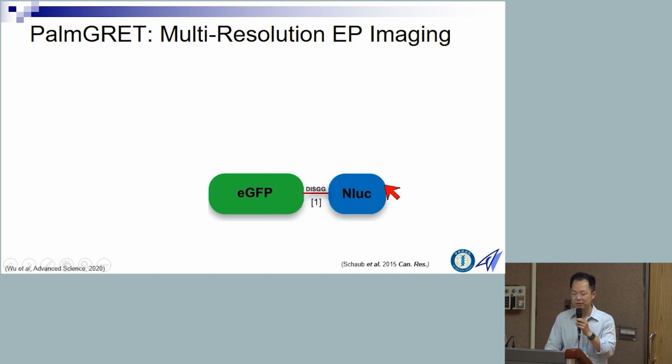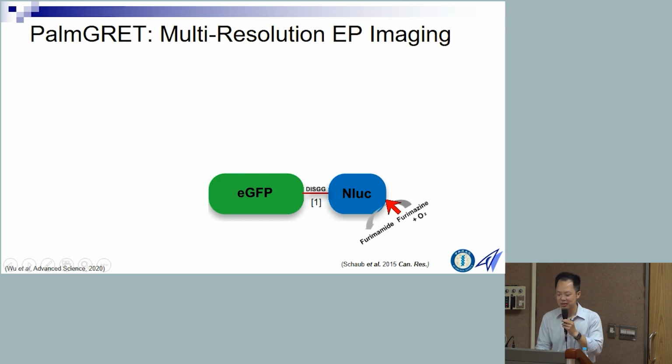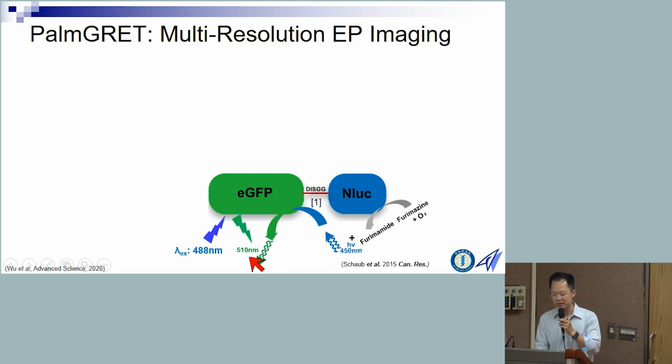And here we use nanoluciferase, which is much brighter than most of the luciferases you see on the market. And then essentially, if you treat them with fluorescein, it's a substrate, and in the presence of oxygen, it will emit a peak signal at 450 nanometers. This, in close proximity, will excite EGFP to also emit another fluorescent signal at 510. So this is the bioluminescent signal, this is the fluorescent signal.